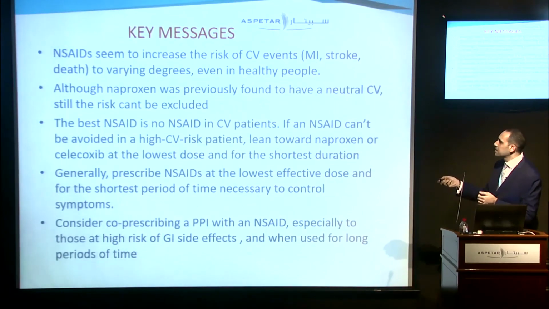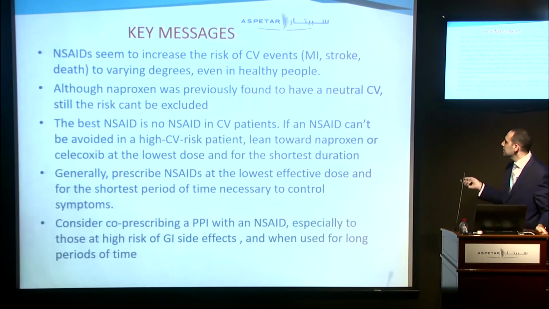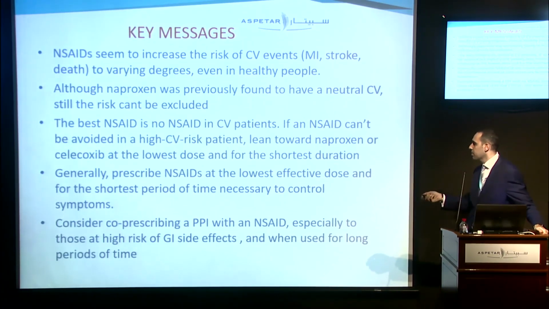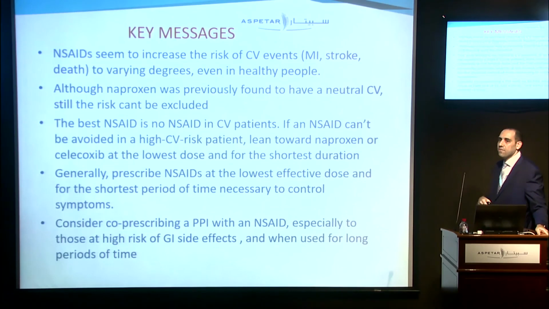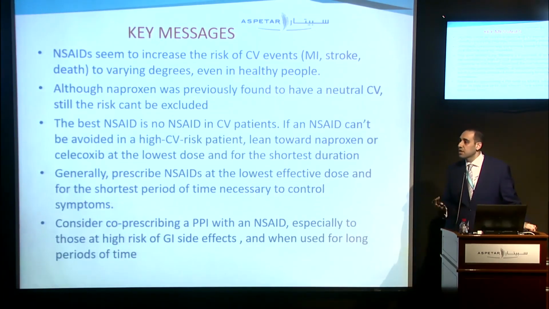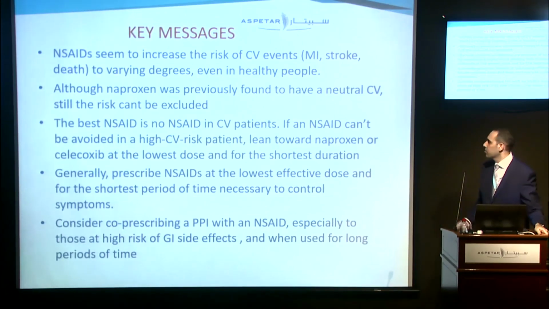For cardiovascular risk patients, the safest NSAID is no NSAID. But if you have to give an NSAID, go with the ones that I mentioned in the studies, which are naproxen and low-dose celecoxib. According to the American Heart Association, prescribing NSAIDs should be done at the lowest effective dose for the shortest period of time. And finally, for a patient at high risk of developing a GI complication, we need to consider gastroprotective agents such as PPIs or H2 receptor antagonists to minimize the risk of gastrointestinal side effects.